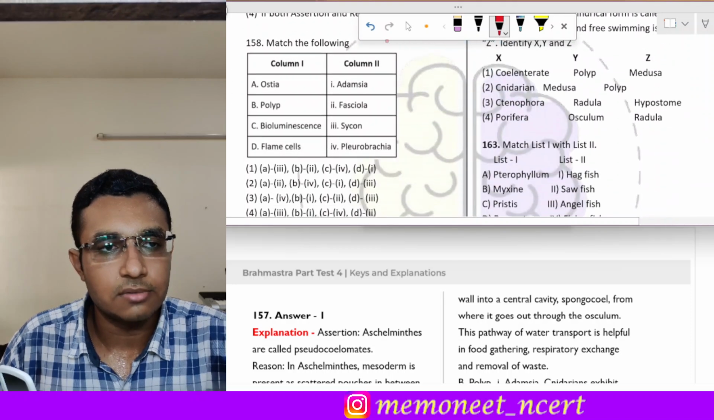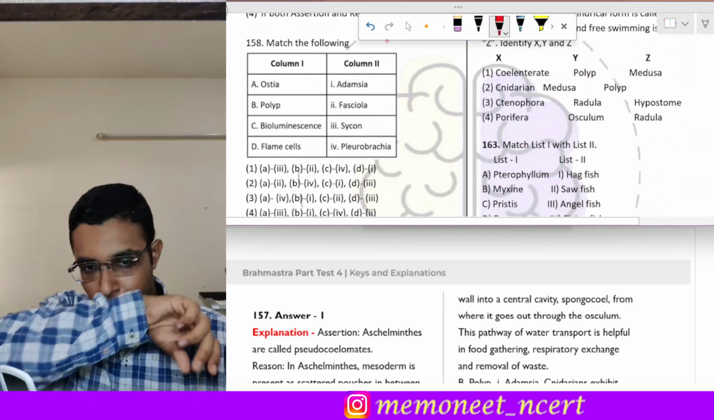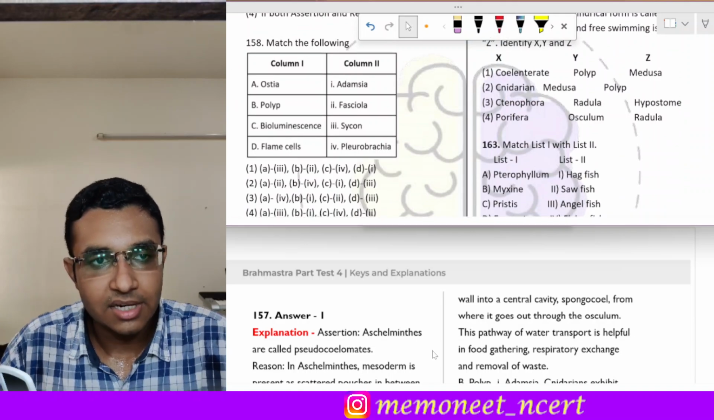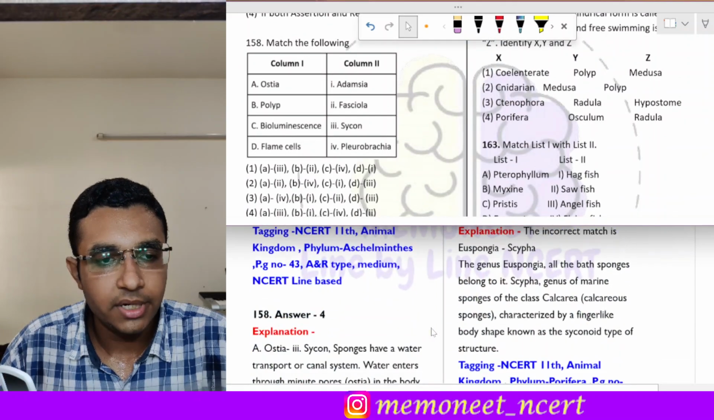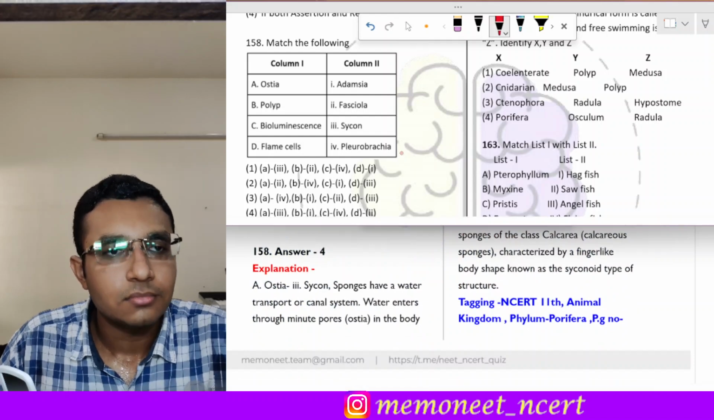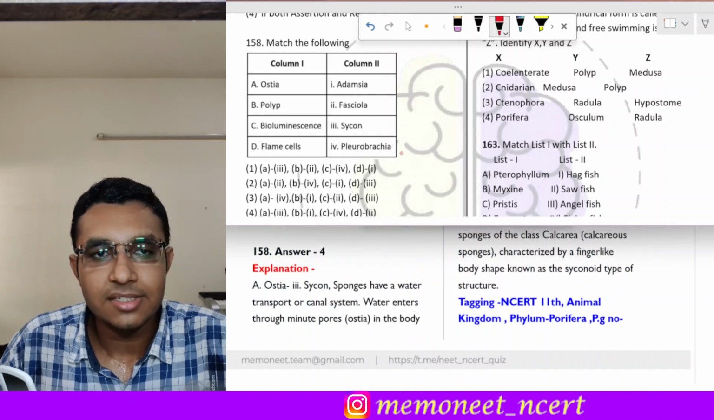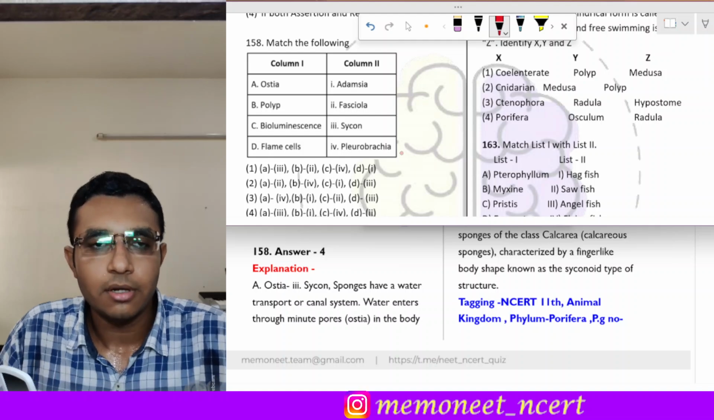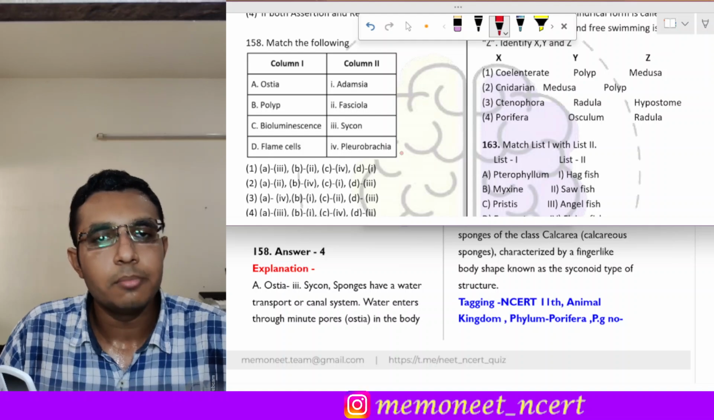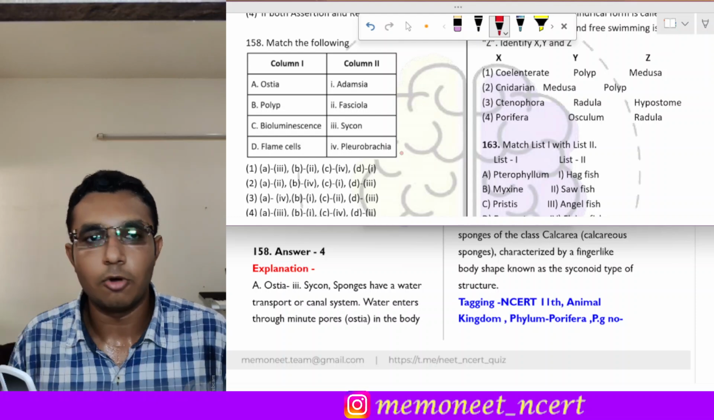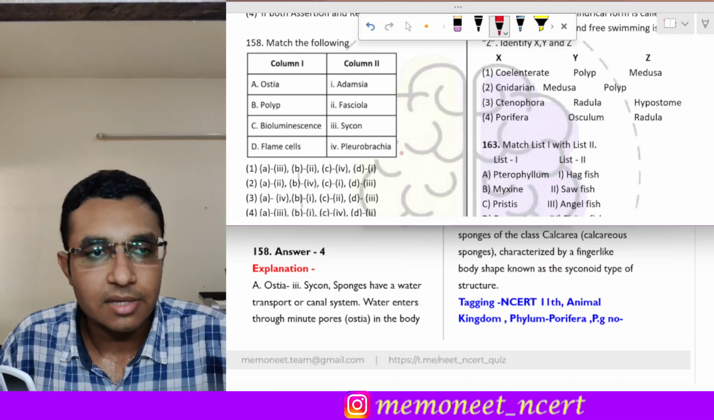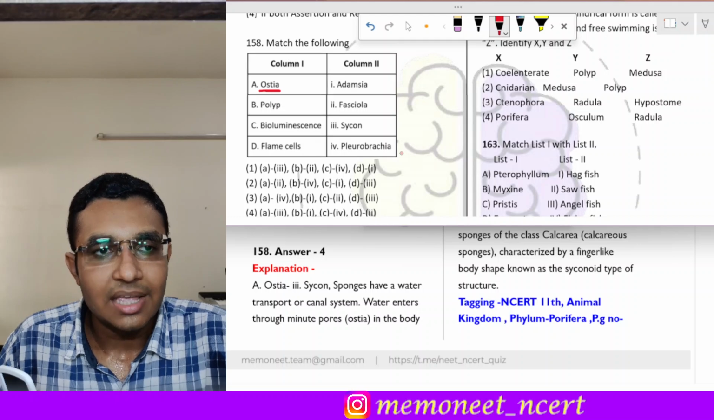Moving on to the next question, that is question number 158. It is a match the following type of question, and in column 1 there are certain characteristics of organisms given, and in column 2 certain organisms are given. So we have to match the characteristic with their respective organisms. So let us see them one by one. The first option A is ostia.